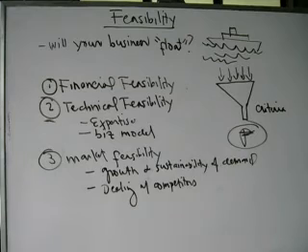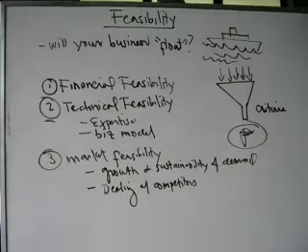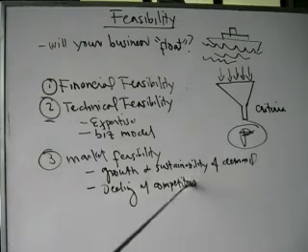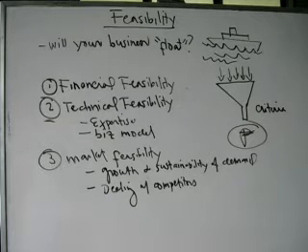Then we have what is known as market feasibility. So when you're looking at market feasibility, you can consider, for example, the growth and sustainability of demand. Let me give you an example. Shawarma versus McDonald's hamburger. The shawarma, for a while, had a very high demand. However, it is not sustainable because it is more of a fad. Compare that with McDonald's hamburger that has been with us for many years, many decades.